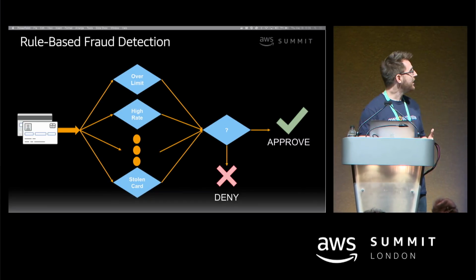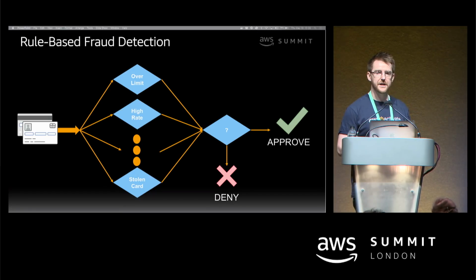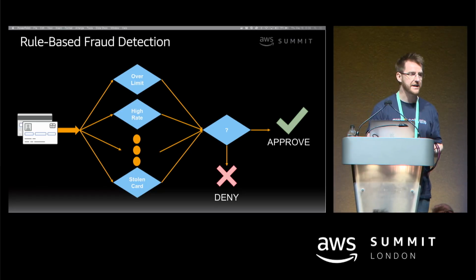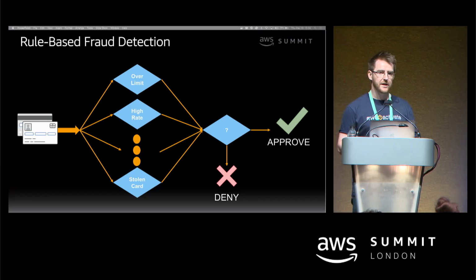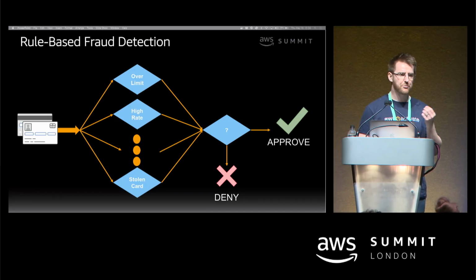And so you'd have a load of rules maybe like this, where you'd be starting from things like, is my card over the limit? Have we got a sudden high spike in transaction rate? Is that card a known stolen card? Is the terminal compromised? And all these have to fit together to ultimately produce a decision which says, do we approve this transaction or not?